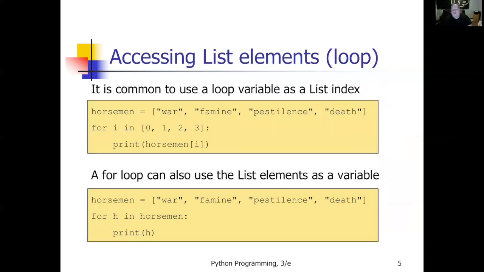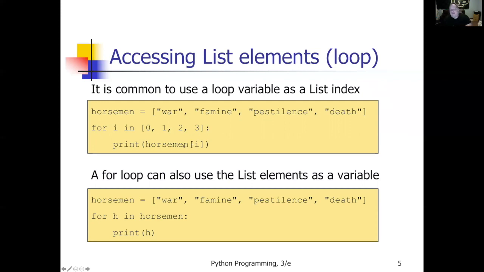It's very common to use a loop variable as a list index like I did there. So for example, horseman equals war, famine, pestilence, and death. For i in, and I've got a list here, a sequence. I didn't have to say range of 4. I could just have simply a list, and each of these values will be substituted for i every time the loop repeats. Print horseman index i. So the first time it's 0, horseman index 0 is war. Then the loop repeats, i becomes 1, horseman index 1 is famine, etc.